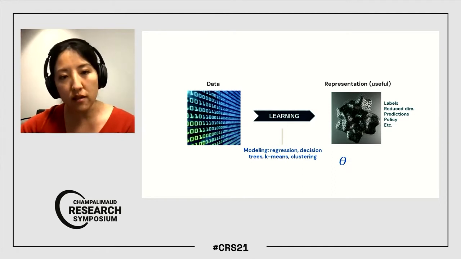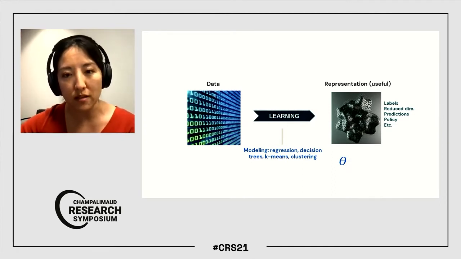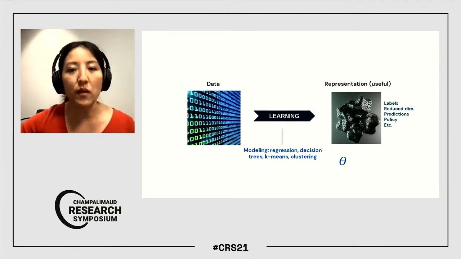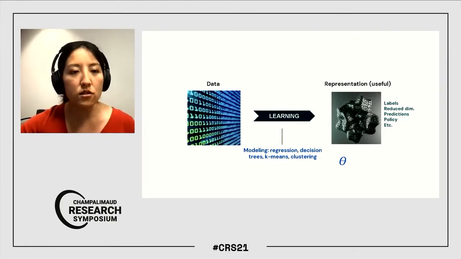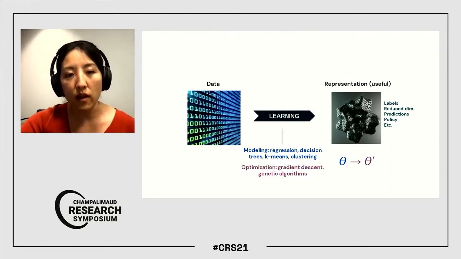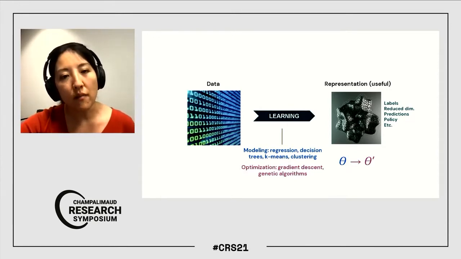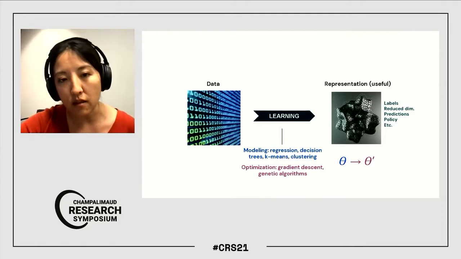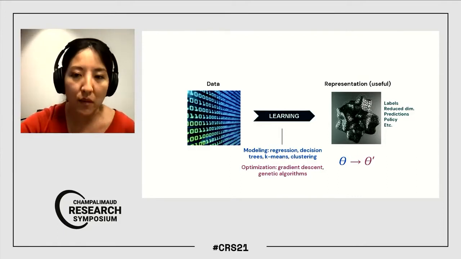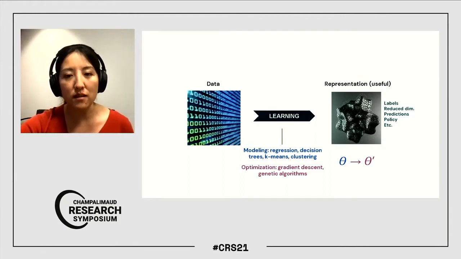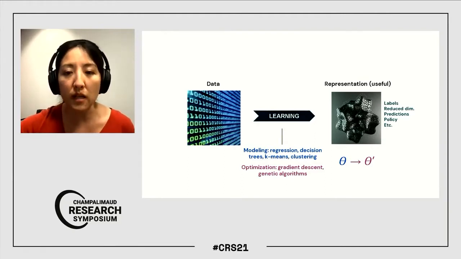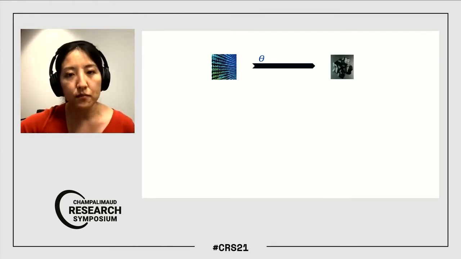There are many ways to do that and many components to this learning process. Typically you have some kind of model that represents your data, such as regression, decision trees, k-means clustering, what have you. And you also have an optimization process or method, which allows you to update the weights or parameters theta of that model. Now, for every aspect of this learning process, you can actually meta-learn that process, and what that does is it helps to speed up the learning process itself.